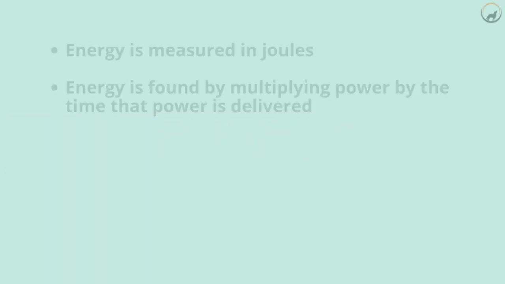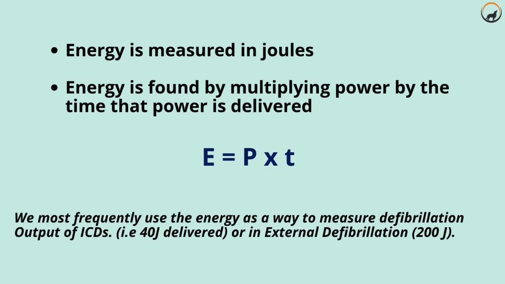Energy is measured in joules, and is formed by multiplying power by the time the power is delivered. E equals P times T. Energy is most frequently used as a way to measure the defibrillation output of ICDs, as in 40 joules of delivered energy, or in an external defibrillation of 200 joules.